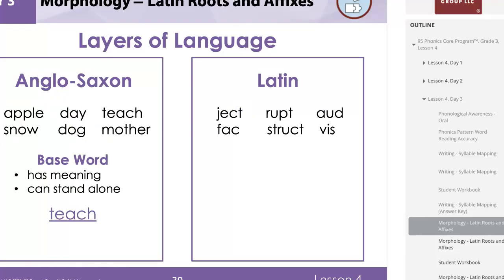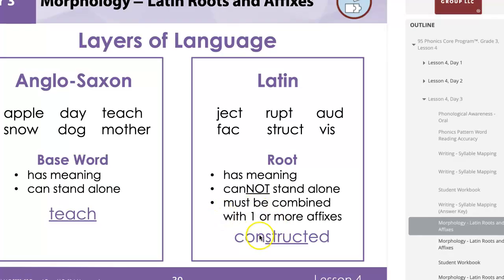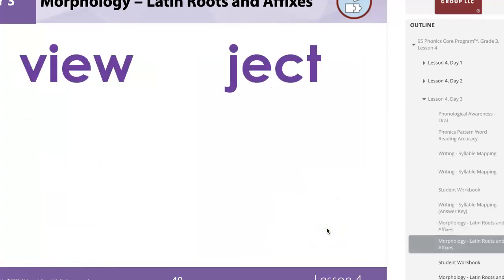Alright? So these are all base words, and that means that it has meaning and that it can stand alone. Like the word teach, I can teach you phonics. Okay? That is, it has a meaning and it can stand alone. But see, our Latin words, they're root words, and they have meaning, but they cannot stand alone. Like I couldn't say, I struck a project. Struct means to build, but our word to build something means what? Constructed.